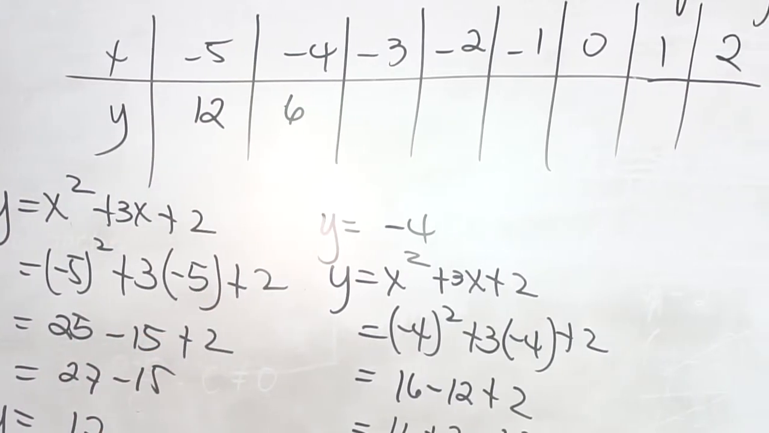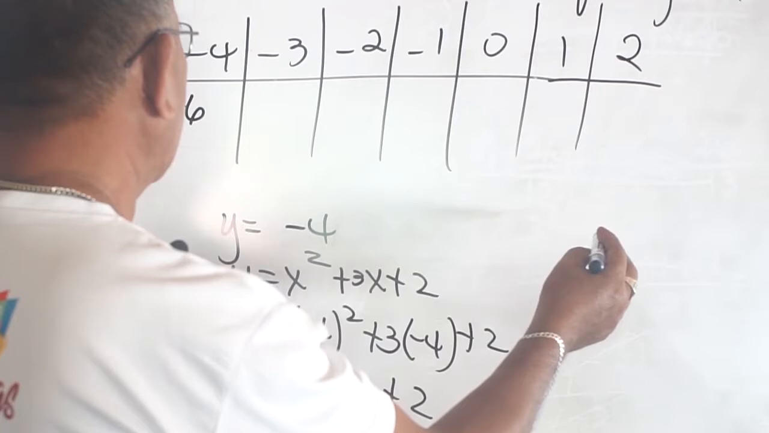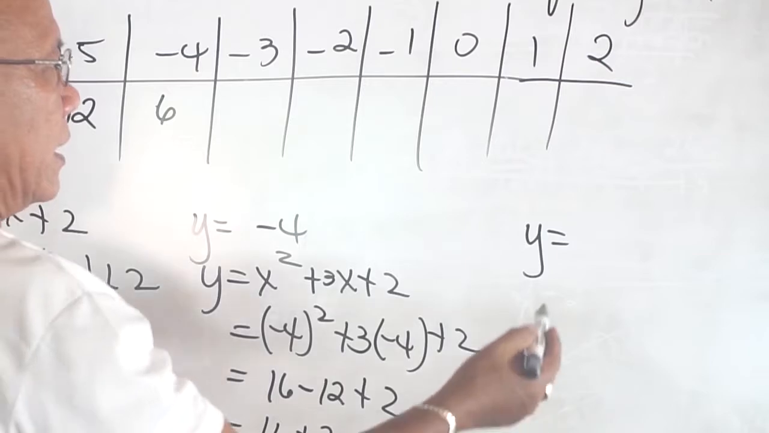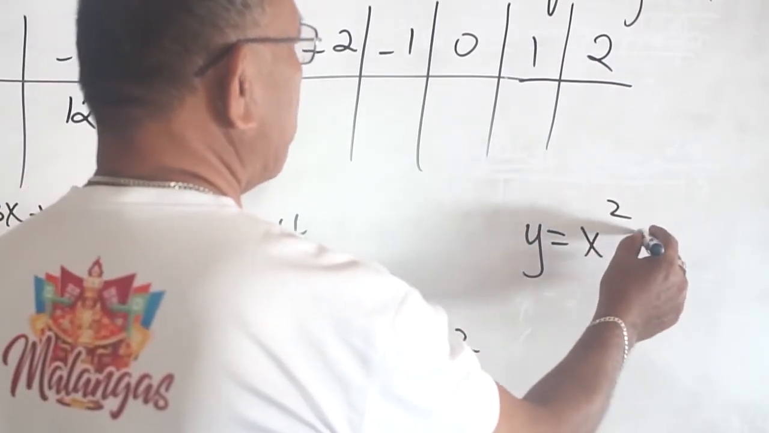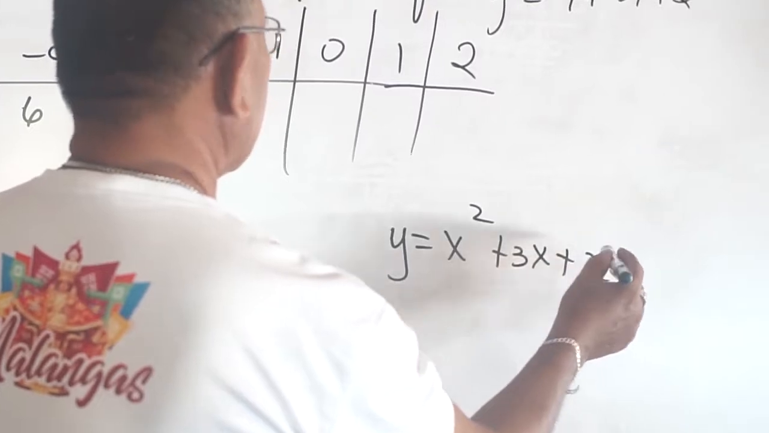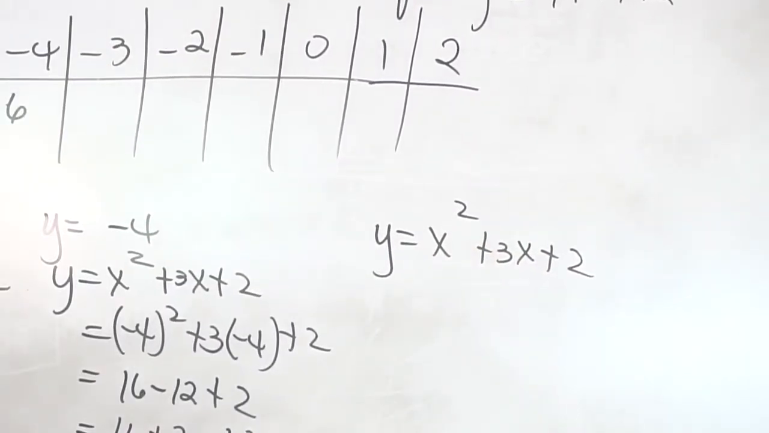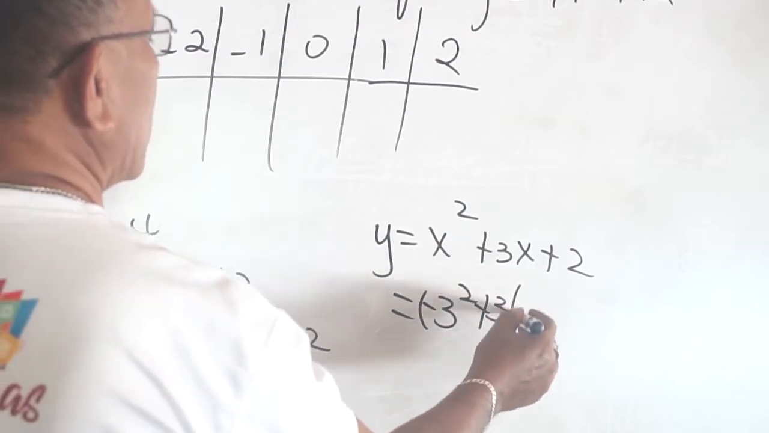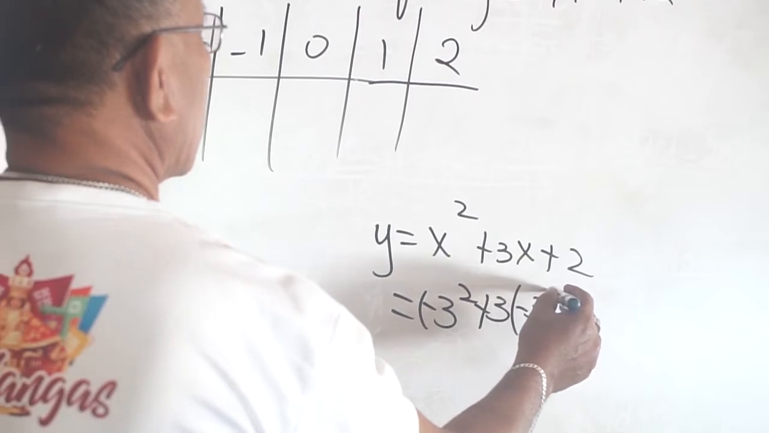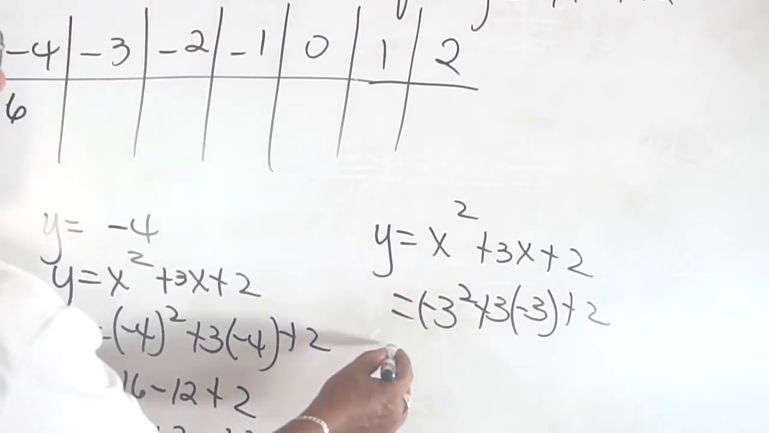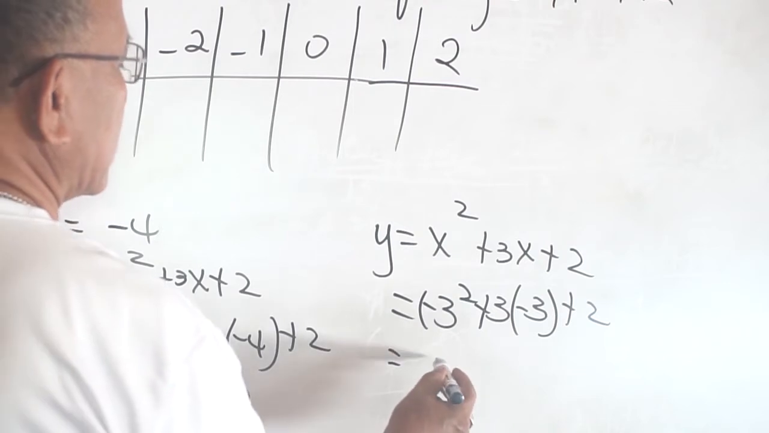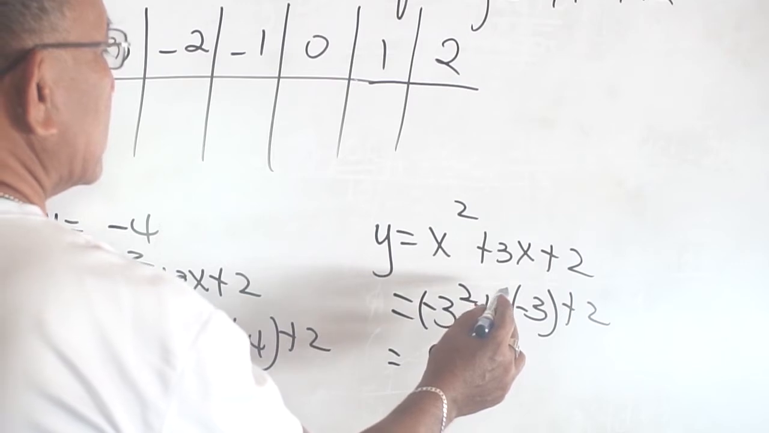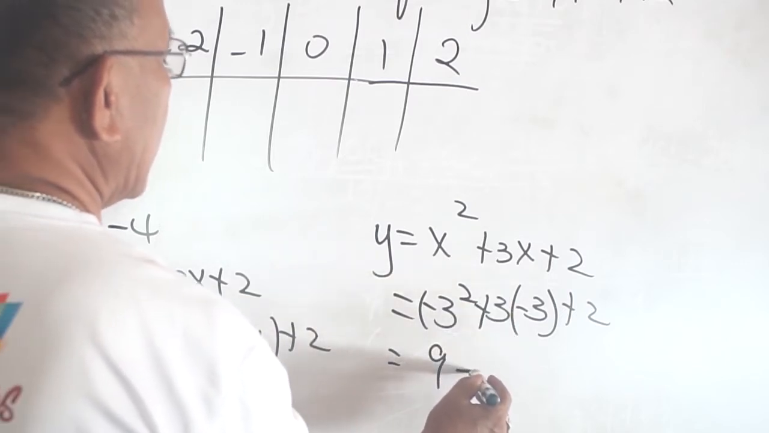The next one, we have the value of x is equal to negative 3. Then the equation: x squared plus 3x plus 2. Then we have the value of x is negative 3 squared, then plus 3 multiplied by negative 3, plus 2. So the square of negative 3 is 9. Then we have 3 times negative 3, the result is negative 9.